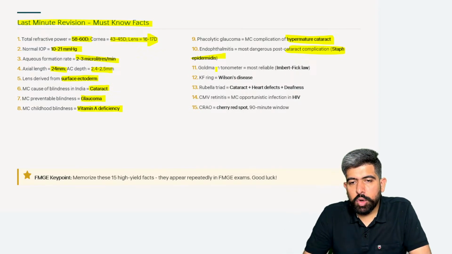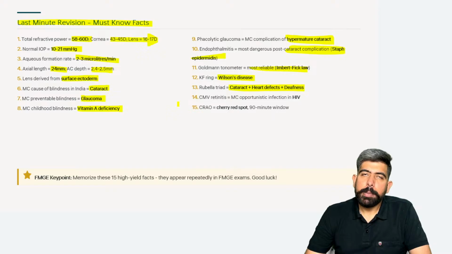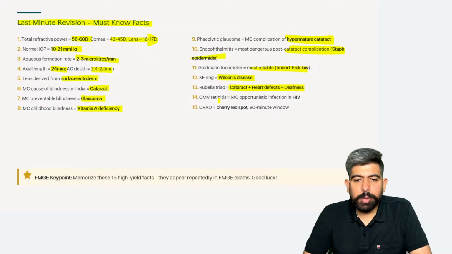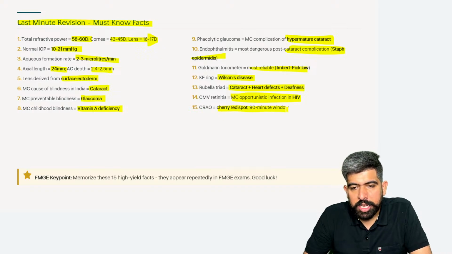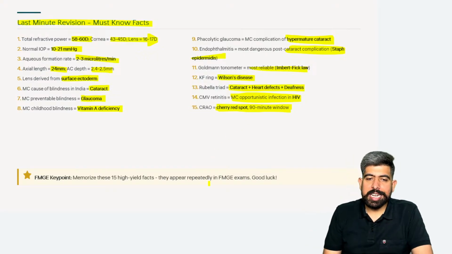Clear? And Goldmann tonometer is the most reliable. Understood? KF ring will be seen in Wilson disease. Rubella triad has cataract, heart defect plus deafness. And cytomegalovirus retinitis is the most common opportunistic infection in HIV patients. And please remember central retinal artery occlusion has the cherry red spot, and the window period is 90 minutes.